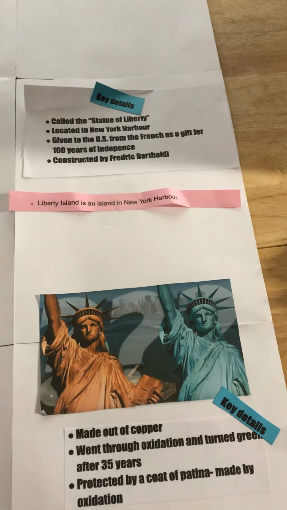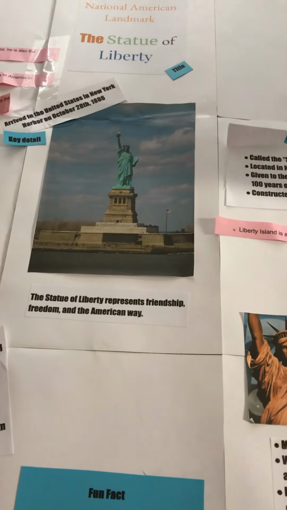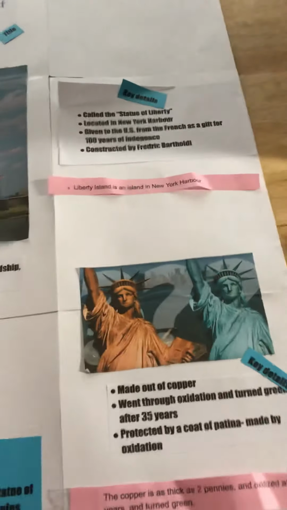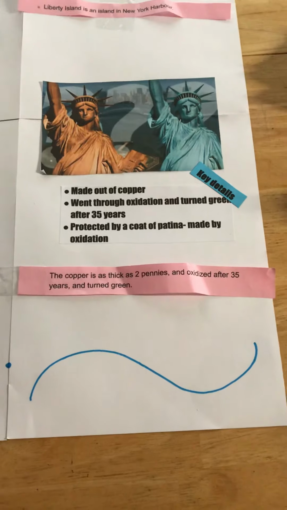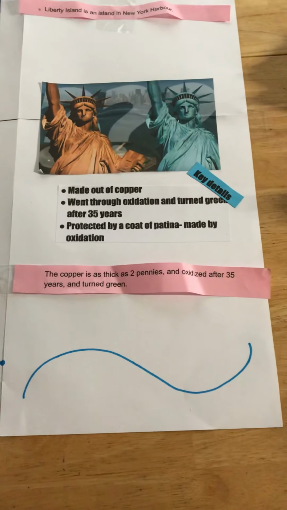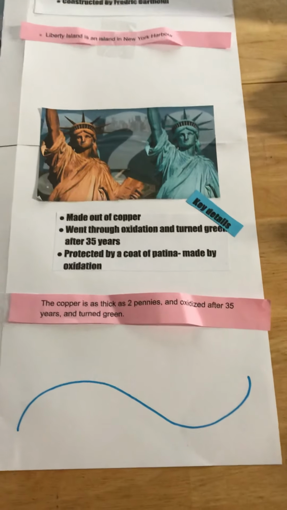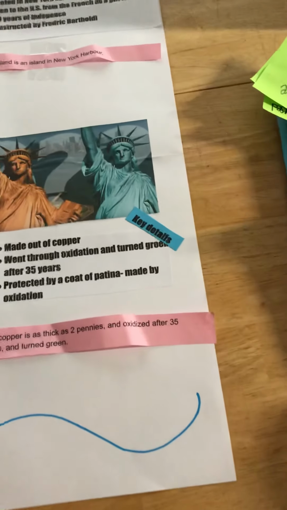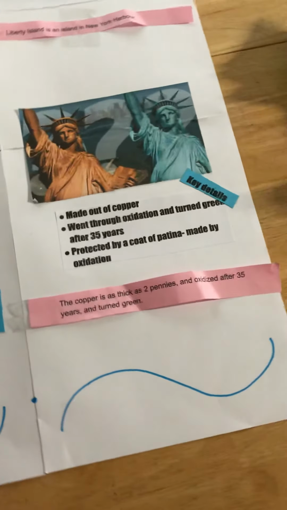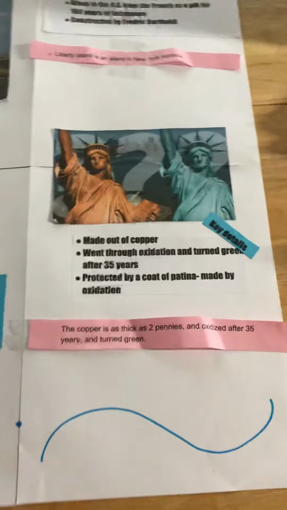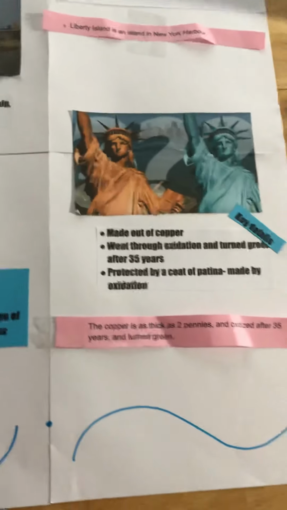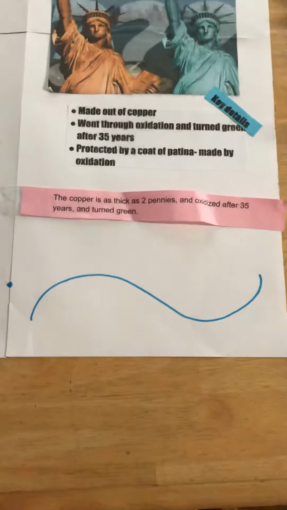in New York Harbor, because I know that the Statue of Liberty is located in New York Harbor on Liberty Island. And then I went ahead and included this fact right under my favorite portion of the lesson, lesson 2. The copper is as thick as 2 pennies and oxidized after 35 years and turned green. So those are the pieces of information that I gathered from lesson 4 that I felt were vital and full of information that needed to be added in to be able to teach someone about the Statue of Liberty.